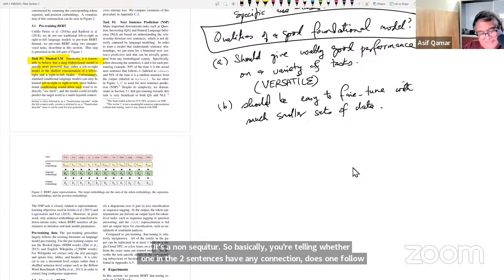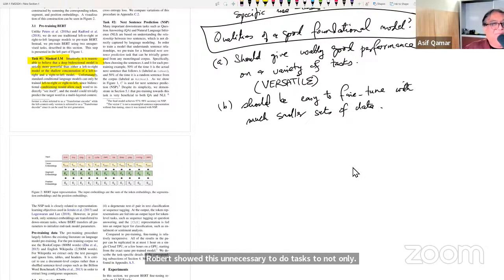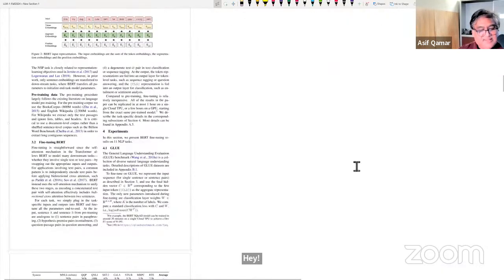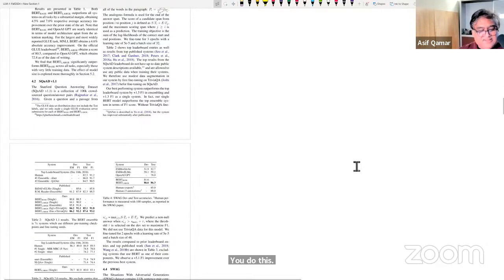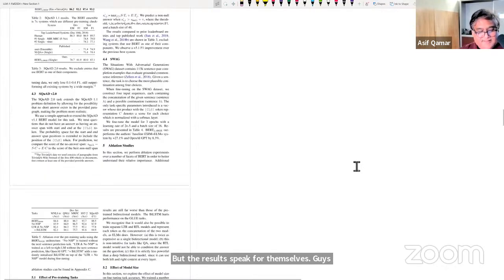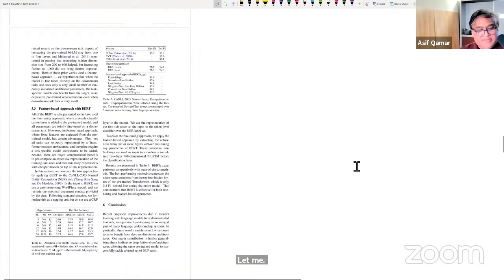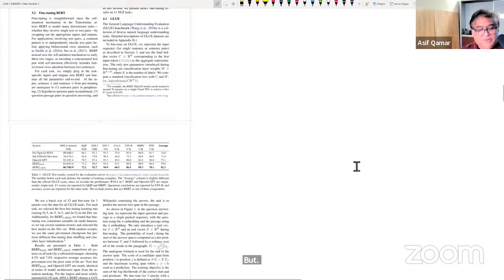Later on, actually, the work of RoBERTa, etc., showed that it's unnecessary to do task two. Not only unnecessary, if you don't do task two, actually, you can train the BERTs better. So you do this, but the results speak for themselves, guys. Not one thing, but many things, just about anything it touched, it broke the state of the art.